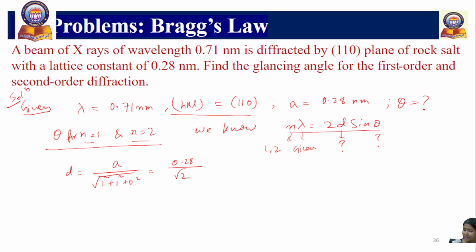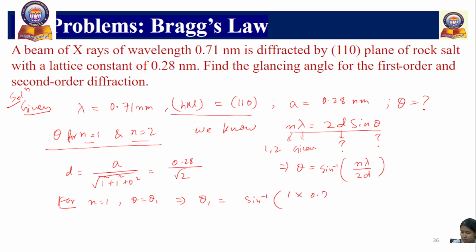Now how to find theta? From this equation, theta equals sine inverse of n lambda by 2d. For how many thetas do we have to find? For n equal to 1, say theta equals theta 1. In that case, theta 1 equals sine inverse of n is 1, lambda is 0.71, divided by 2d, where d is 0.28 by root 2, so here we will multiply by root 2. That is how we are going to find theta.